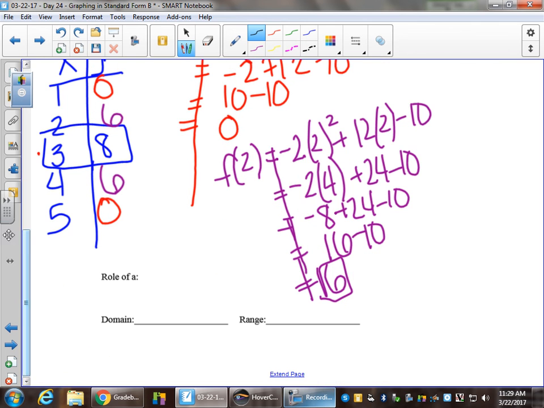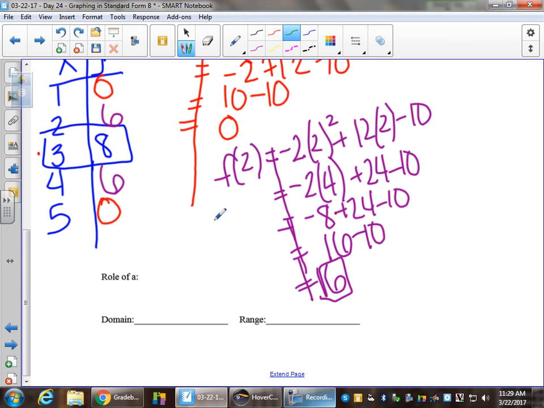Okay, so let's answer our questions. What is my role of A? I think Kadai wants to answer. Can we give her the monkey? No. We've got to warn our friends when we're throwing something at them. All right, Jay, what is my role of A?